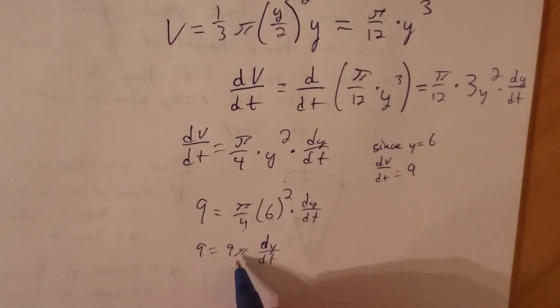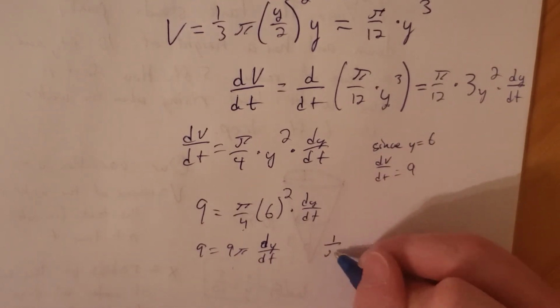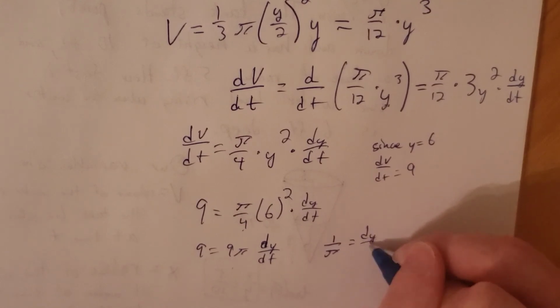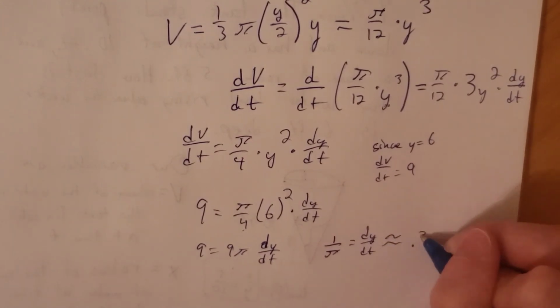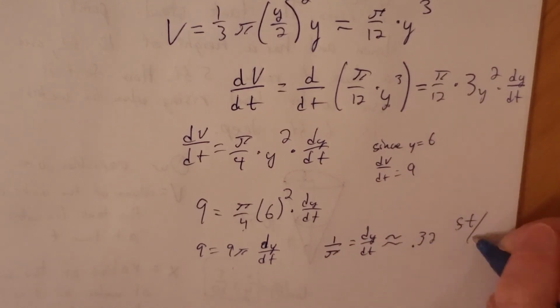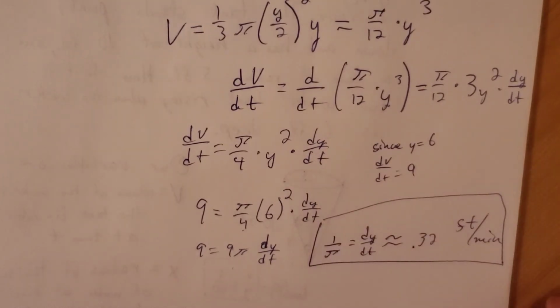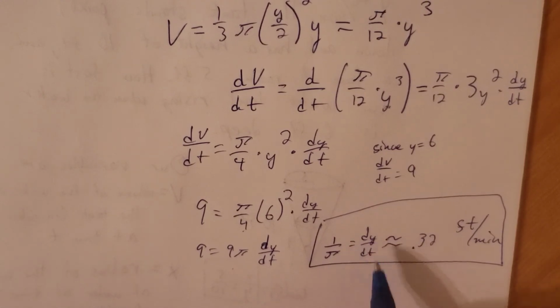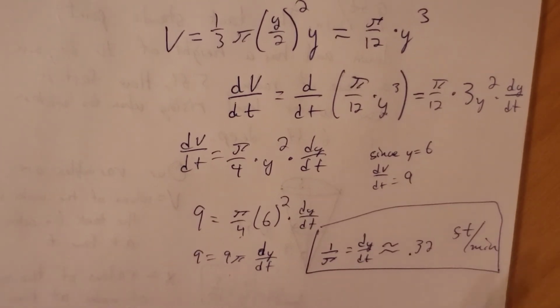All right. We can divide by 9 pi here, and we get 1 over pi is equal to dy dt, which is approximately 0.32 feet per minute. So this gives us our rate of change with respect to time of the height of the water. All right, and that will conclude this first video on related rates.